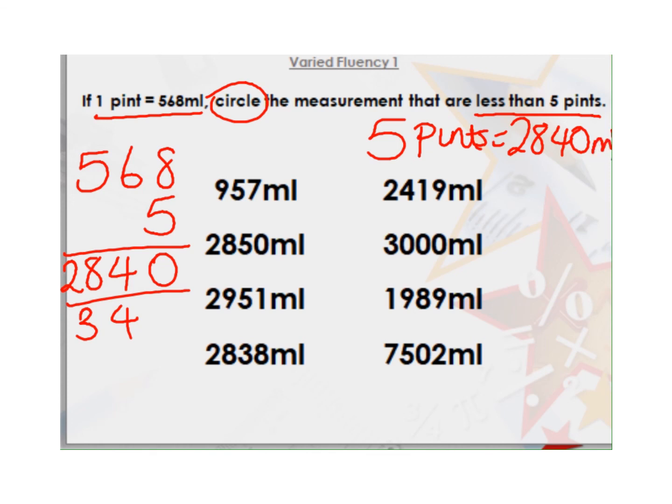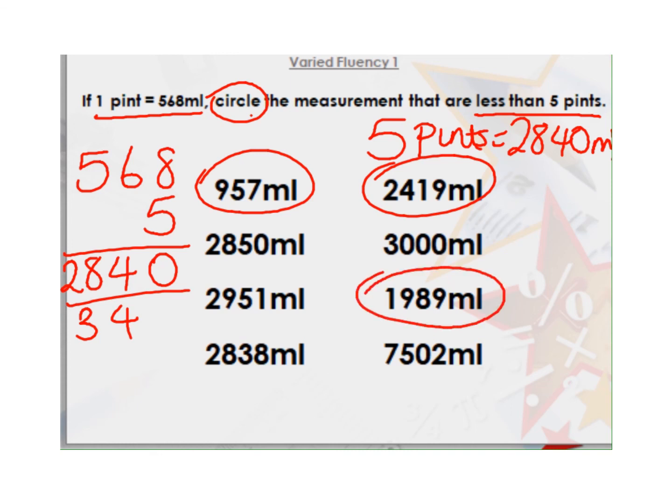So 5 pints equals 2,840 millilitres. And the question is asking you to circle the ones that are less than 5 pints. So the answer would be 957, 2,419, 1,989, 2,838. So those are the 4 answers.